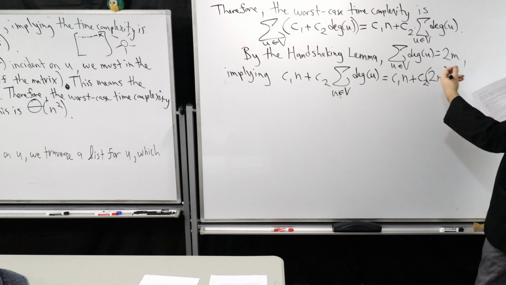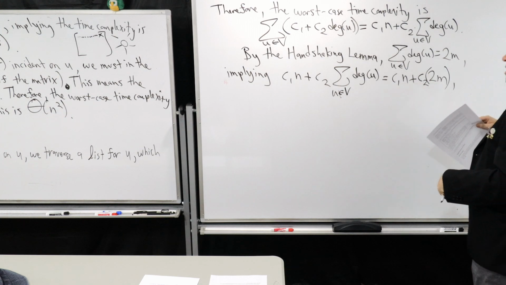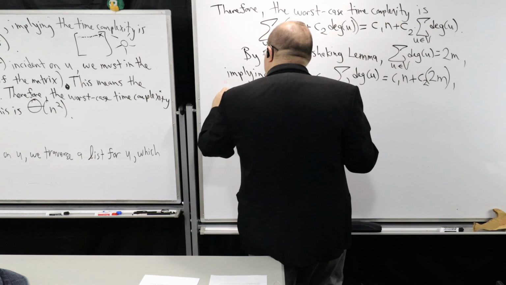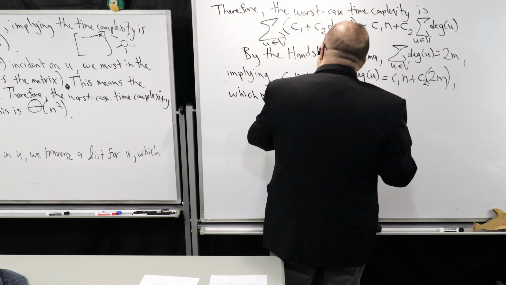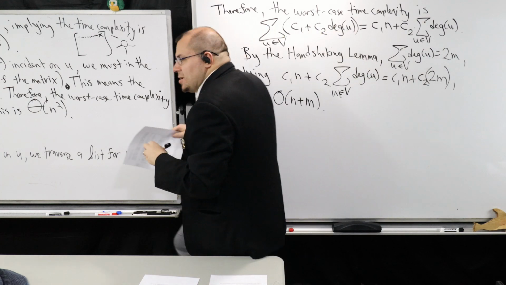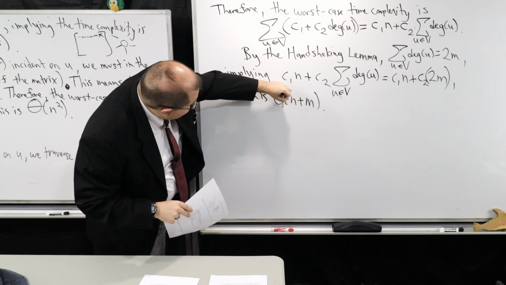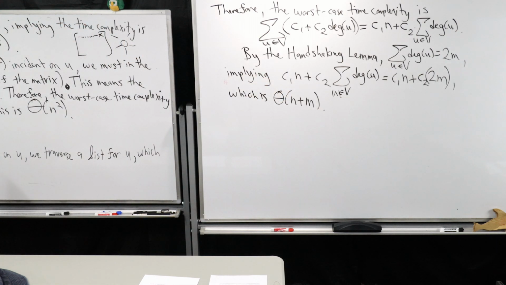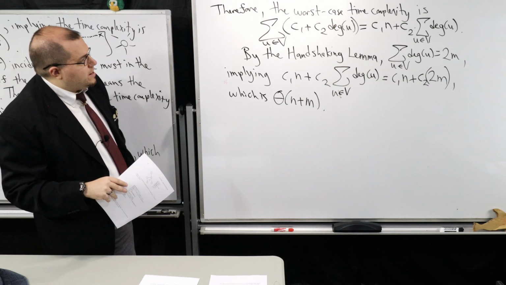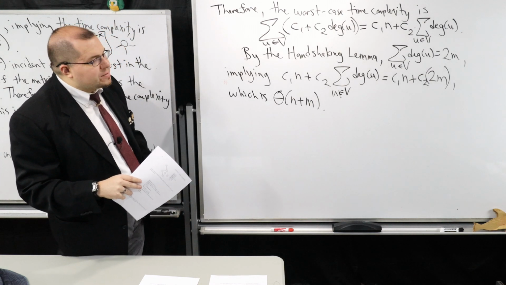But when you drop out all the constants, because I have a C1 and a C2 here and this 2 here, I can say which is big O of N plus M. If you want, you could write big theta there. And that's the worst case time complexity of DFS when you use an adjacency list.